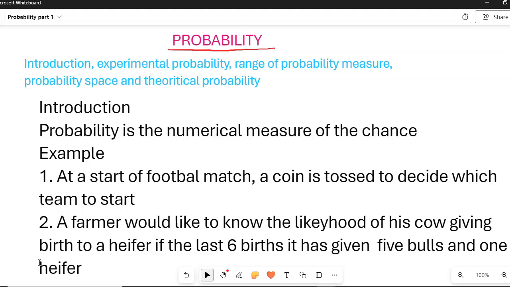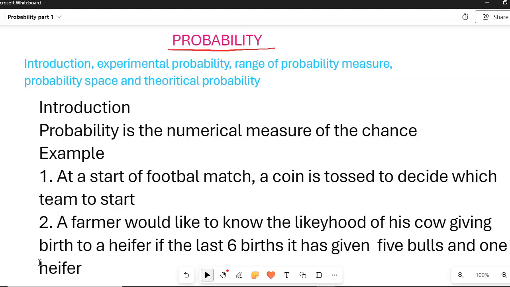Example 1: at the start of a football match, a coin is tossed to decide which team is to start, because either team A or team B can start. Which team will start is decided by tossing a coin, where either team 1 or team 2 is going to start, depending on the coin toss.